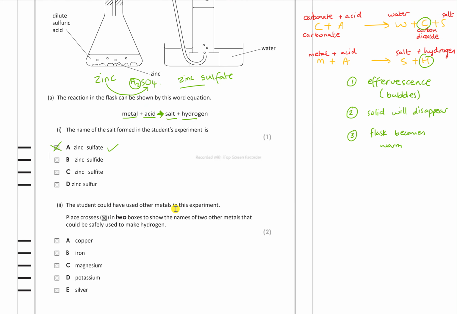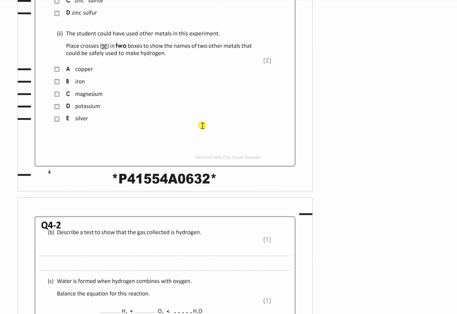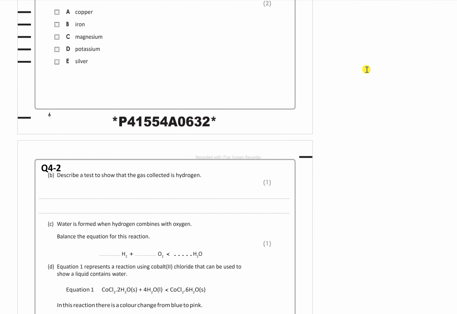The student could have used other metals which could be safely used. Right. I don't know how you've remembered the list of reactivity, right? So this is the most reactive and this is going to be the least reactive. So I learn it as, when you get your results back at the end of a mock exam, the teacher will say, please stop losing careless marks always.